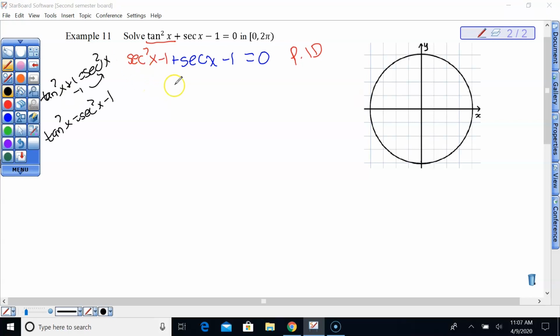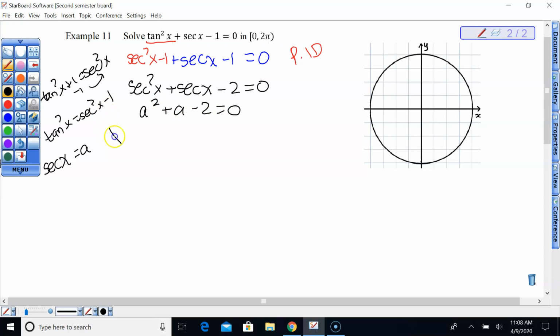And I'll just go to my black pen here now. And we will combine like terms. So we get secant squared x plus secant x minus 2 equals 0. And at this point, if you would like to make a substitution for factoring, we could say that we're going to let secant x equal a and make that substitution. So a squared plus a minus 2 equals 0, and do your factoring here, looking for the numbers that multiply to -2 and add to 1. That one's a pretty simple one. So a plus 2 and a minus 1 equals 0. So you can see here that a equals -2 or a equals 1.